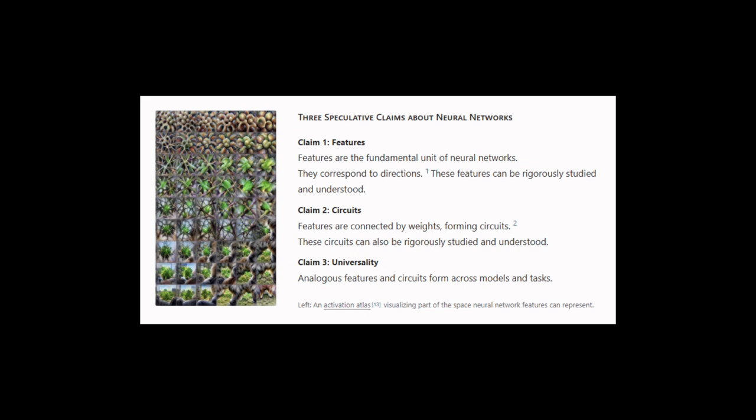Here they are, these 3 speculative claims, all listed out. Claim 1 is that features are the fundamental units of neural networks. They correspond to directions. These features can be rigorously studied and understood. Claim 2, circuits. Features are connected by weights, forming circuits. These circuits can also be rigorously studied and understood. Claim 3, universality. Analogous features and circuits form across models and tasks.